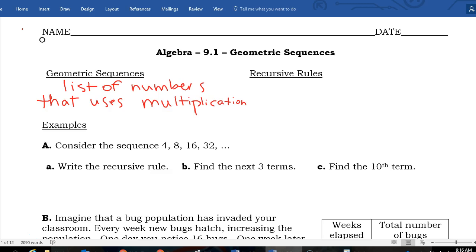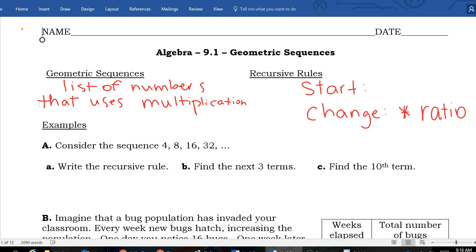We talked about recursive rules in an earlier chapter when we had our start and our change. So we're going to use that language again this chapter. Start is obviously where it starts, and change would be how we get the next number in the list of numbers. Since we are focusing on geometric sequences, these will always be multiplying by some number, and we call that number the ratio.